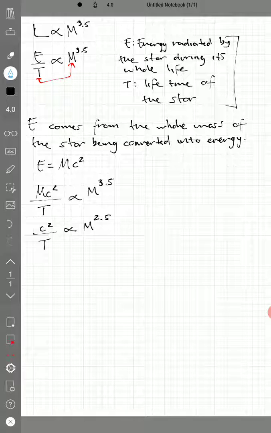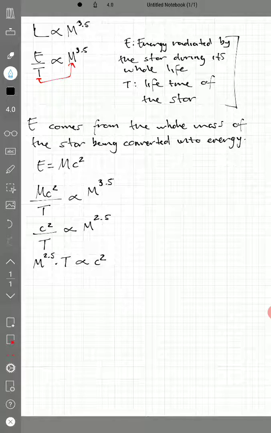If you saw what happened, I just basically took the m on the left side and divided that, so we can get that 3.5 down to 2.5. And if that's the case, then what we get is something like this. We get m to the 2.5 times t is proportional to c squared. What I did, if you notice, was I flipped around the equation, so the t that was right here on the left side went up and multiplied the m to the 2.5, and the c squared remains on the other side.